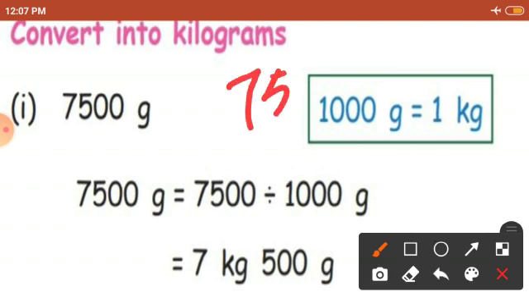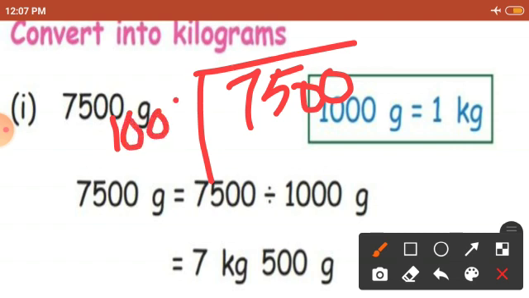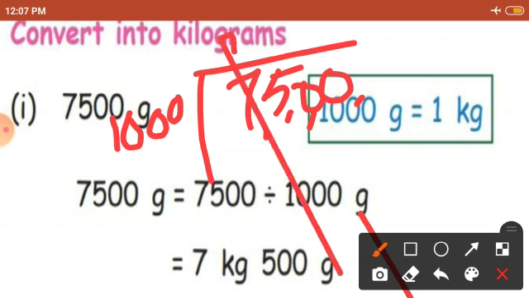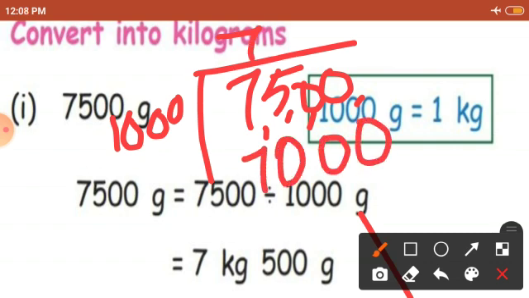So here 7500 divided by which number? 1000. So take the first number, it is not possible to divide. Take the second number, now also it is not possible. Take the third number, now also you can't divide this number with 1000 because 750 is less than 1000, right? So we have to move to the next number. Now it will become 7500. So now you can divide this. So 1000 sevens are what? 7000. So 1000 sevens are 7000.